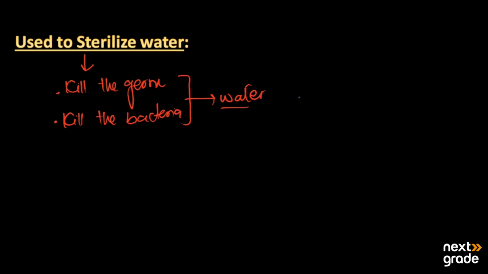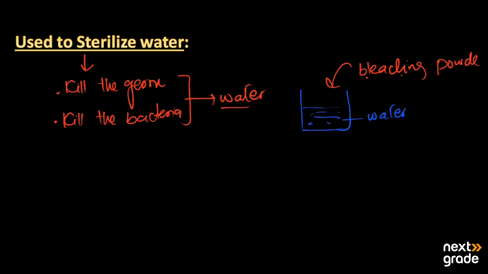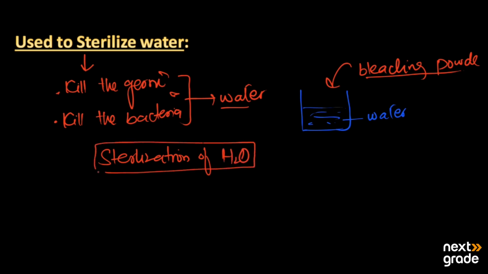For example, here we have a container that has water and we just add the bleaching powder. Now, that bleaching powder would be helpful to kill all the germs and bacteria that are present in the water. This process is called sterilization of the water. And this is a very important method to clean the water in one way or another.